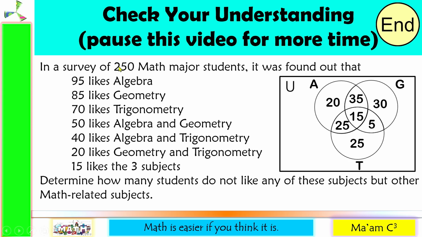But there are 250 math major students, so 250 minus 155 is equal to 95. So meaning there are 95 students who do not like algebra, geometry, or trigonometry. Maybe other math-related subjects. Okay?